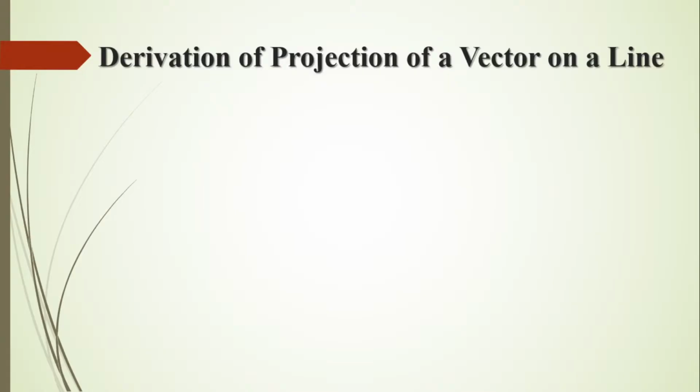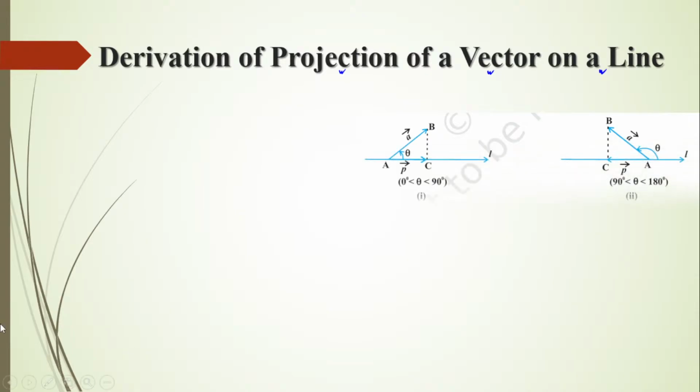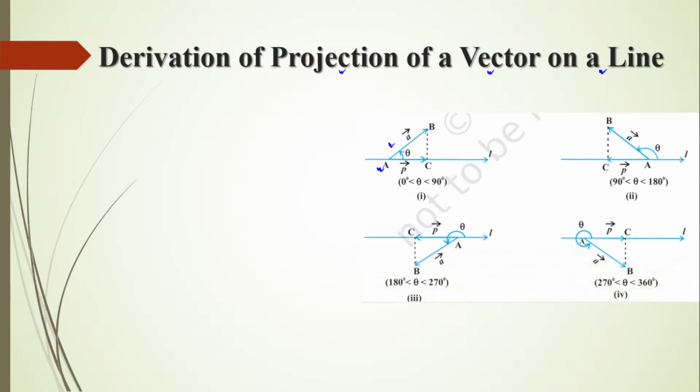Let's see the derivation or details of projection of a vector on a line. Try to understand what is the projection, what is the vector and what is the line. For this we take the help of this figure. So AC is the projection and AB is the vector and L is the line. This line is also known as the directed line.